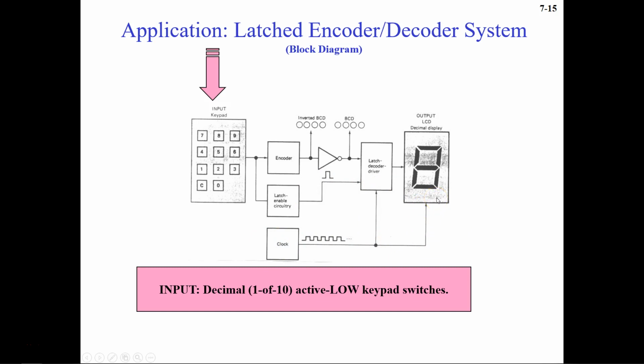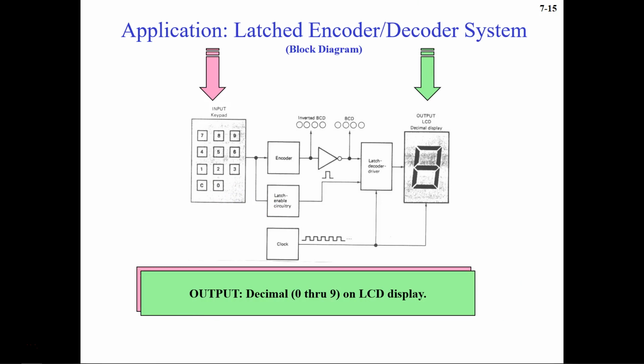Okay, so this type of circuit you have made in your lab experiment also, or you will be making. Let's see how it works. You send the input through this keypad, you insert some decimal from 1 to 10, which is active low input, using active low keypad switches. Then your output from decimal 0 through 9 can be displayed on the LCD screen here based on what you sent here.